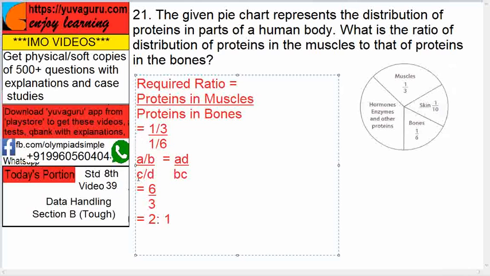D comes over here and BC come down. So similarly solve this. 6 into 1 upon 3 into 1. So 6 upon 3. So 2 is to 1. That is the required answer.